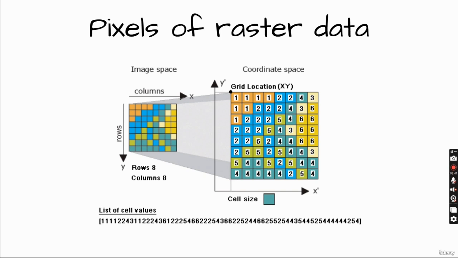Pixel values can be positive or negative, integers or decimals. Integers are useful for representing categorical data, while decimals are useful for representing continuous data. In addition to these, you may also encounter pixels that are shown as no data. This means that we do not have data for that pixel.